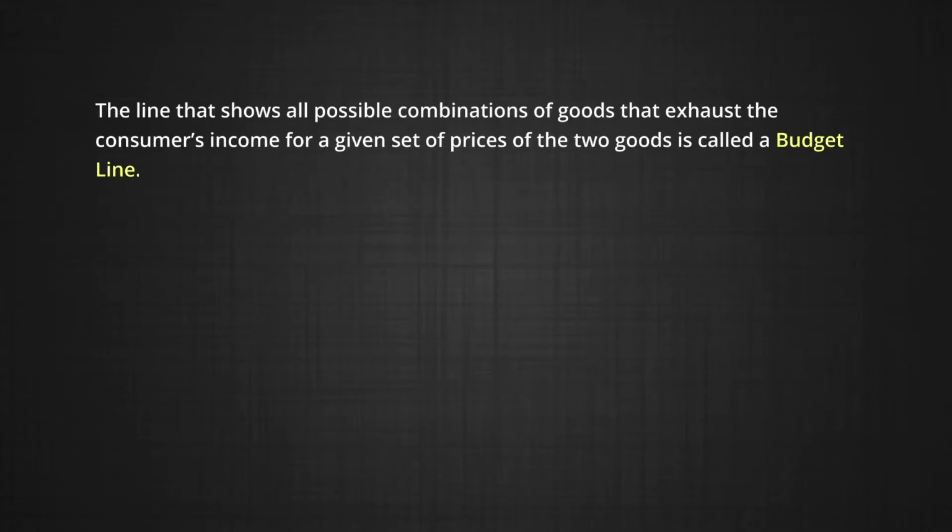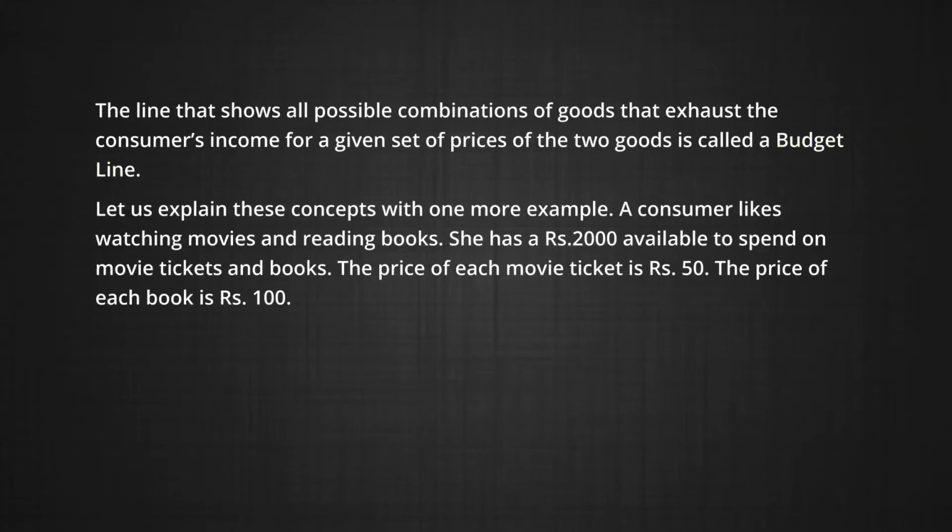The line that shows all possible combinations of goods that exhaust the consumer's income for a given set of prices of the two goods is called a budget line. Let us explain these concepts with one more example.